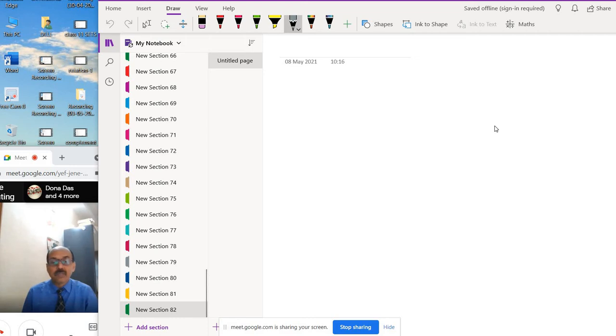Let A and B be any two sets, and both are non-empty sets. So, the relation is a subset of A cross B. A cross B means the Cartesian product of two sets A and B.